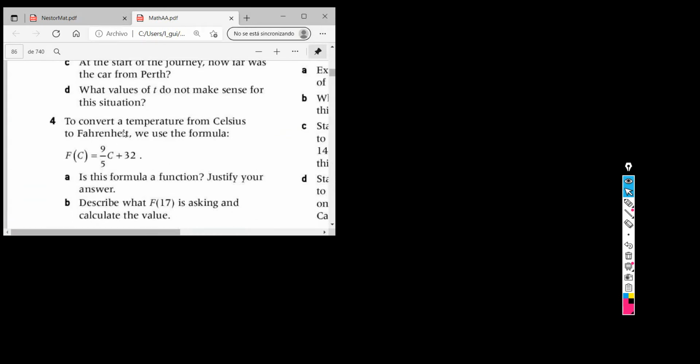It says to convert the temperature from Celsius to Fahrenheit, we use the formula F of C equals 9/5 times C plus 32. Is this formula a function? Justify your answer. Okay, so is this formula a function? The answer is yes, guys. Yes. Let me write down the formula. Remember, how do you pronounce this? F of C equals 9/5 C plus 32.